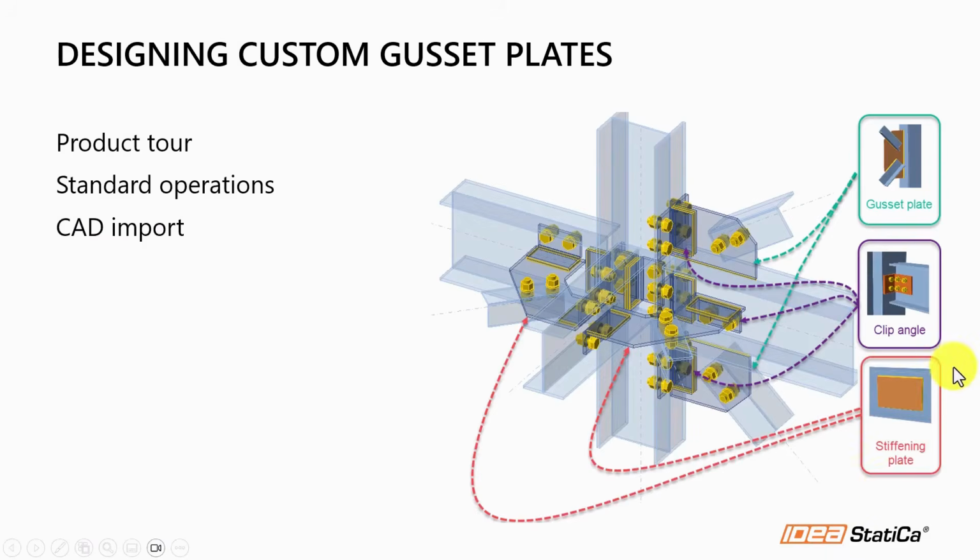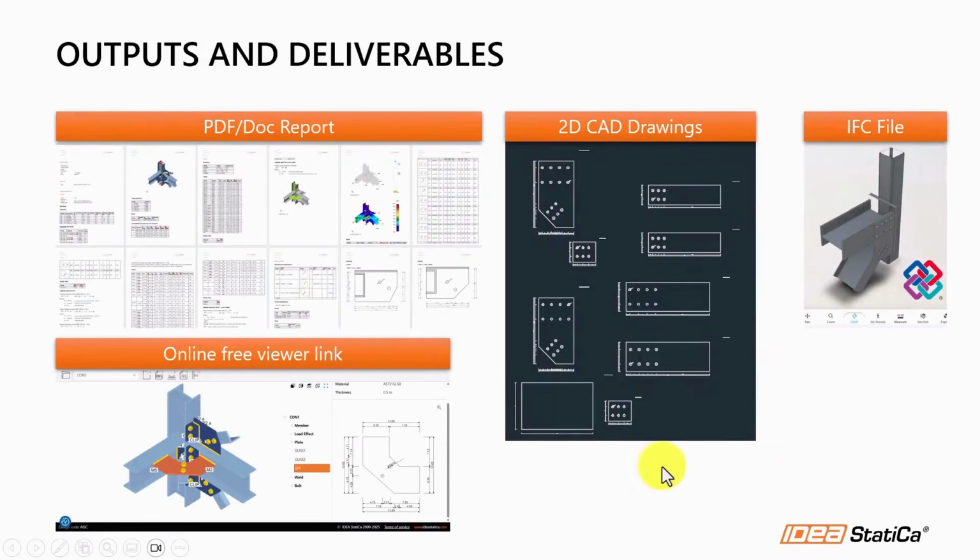Now let's go back to this presentation here. As I just showed you, we can create PDFs, document reports, online free viewer links, 2D CAD drawings, and then IFC files for delivering this information. So as you probably know, the output of delegated connection design is as important as the design process itself, right? Because you are sharing final construction details to fabricators. So in this case, the data exchange is key. IDEA helps in different ways to achieve this transfer of information.